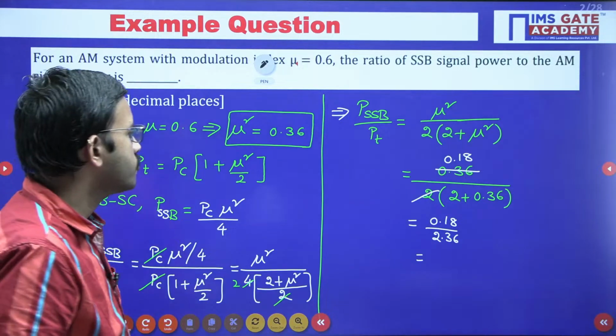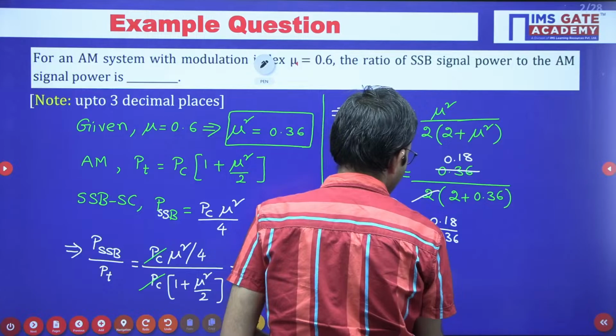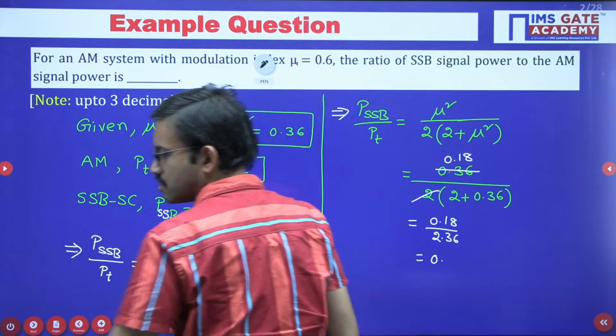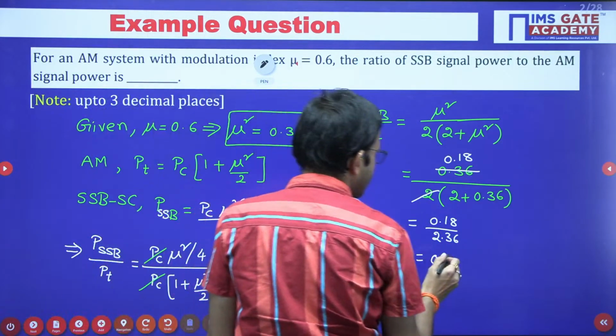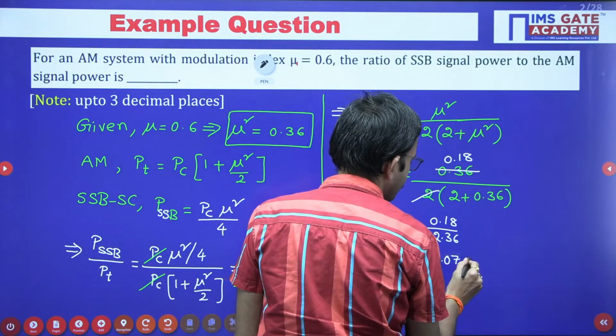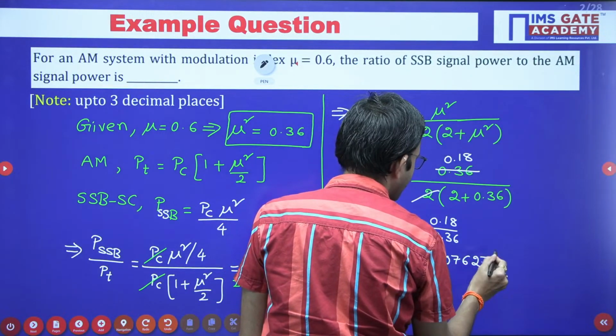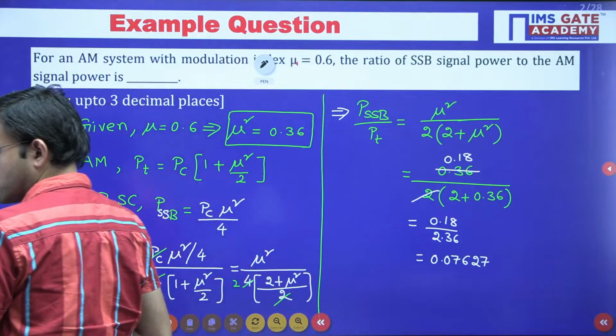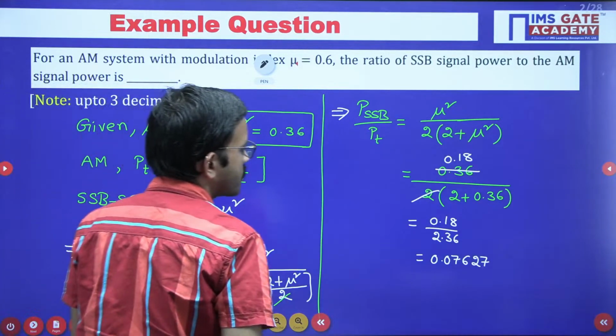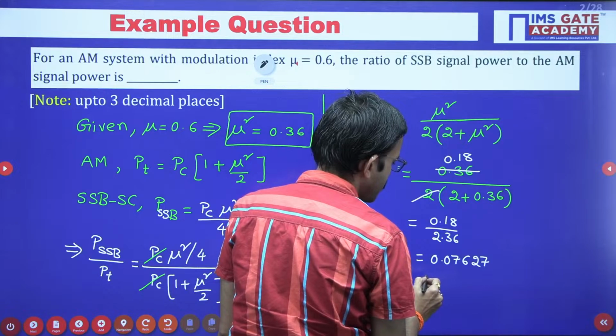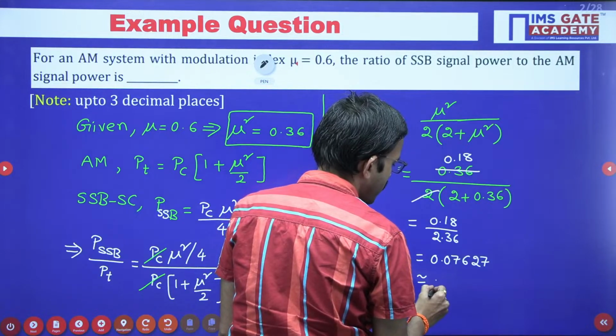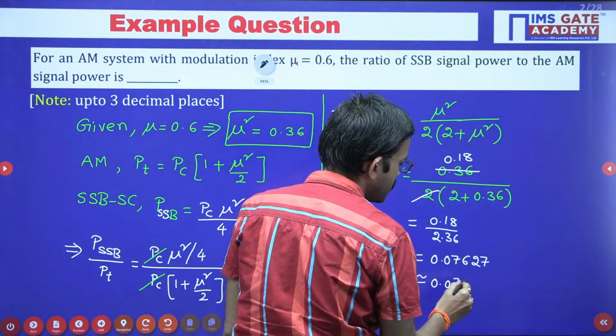Yes, I hope all of you are getting this answer. 0.7627. So here this one you can make it approximate like this, 0.076.